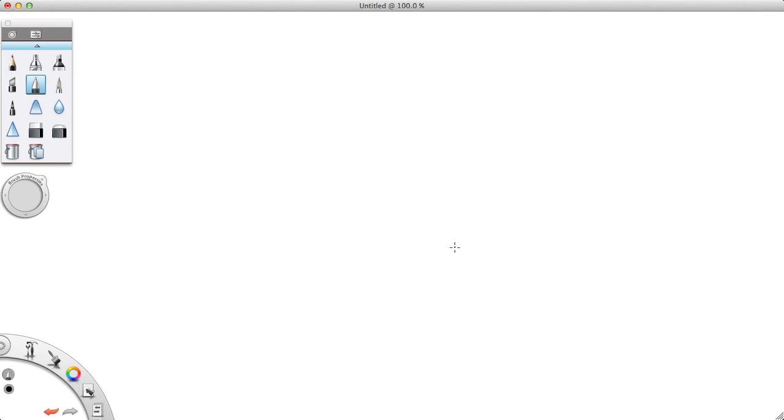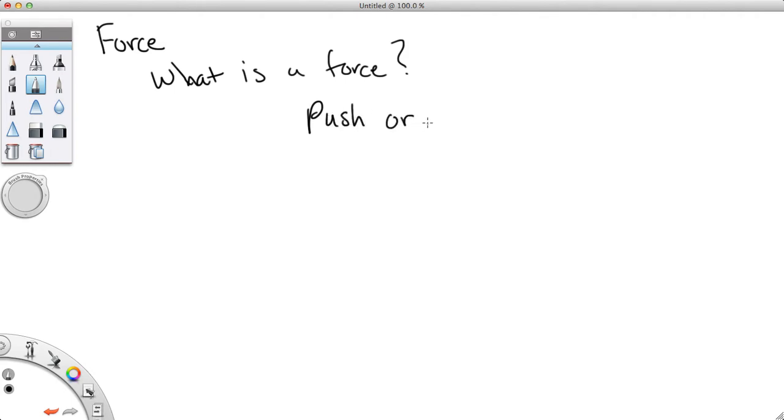Alright, so up until now we've been primarily talking about motion, and now we're going to talk about a new topic called force, and what a force is. So what is a force? Well, a force is essentially a push or a pull. When something is pushing against you, that's a force. When something is pulling you, that's a force. A push or a pull.